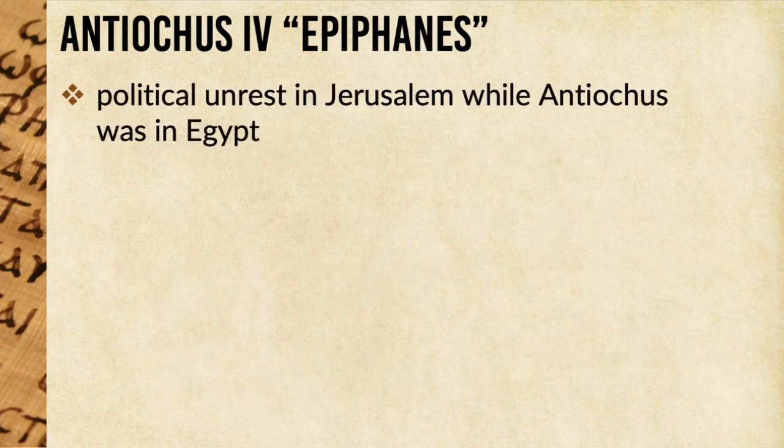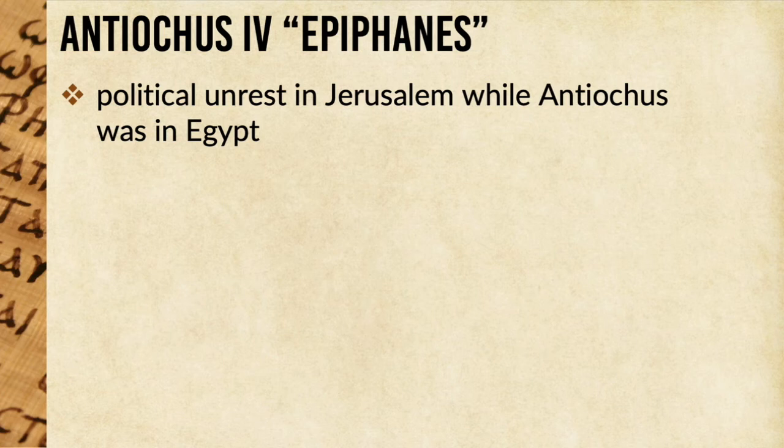So what we find going on back in Palestine is that there's political unrest in Jerusalem. We've got these competing parties. Remember what Jason is involved in? There are Jews that are not happy with that. There are people that are vying for control. Who's going to run things? Who's going to have the most power? You have this political unrest.